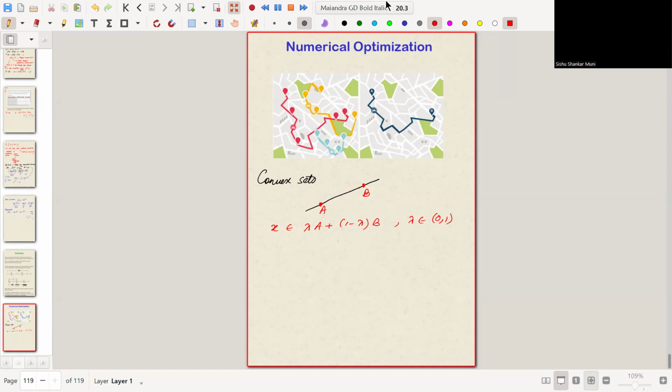Why the convex combination? I could have written this as P and this as Q, where P and Q should add up to 1. That's the convex combination. So you see lambda and 1 minus lambda, they add up to 1. Such quantities P and Q which add up to 1 make the convex combination.